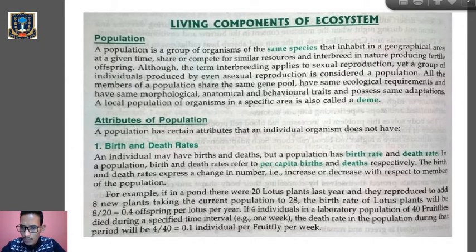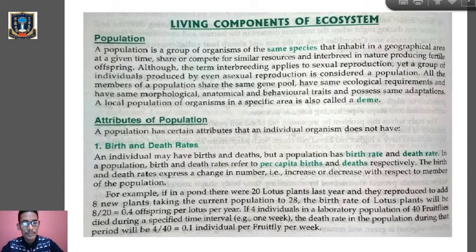Now we are going to start with the living components of the ecosystem. So the first one is population. What do you mean by population? Population means a group of organisms of the same species, not of different species. So when we describe population, it means the group of organisms of the same species. Clear? When we talk about the human population, we only consider human beings. We will not consider other living organisms like the tiger, lion, elephant. When we consider the population of tigers, we will just count the number of tigers. Clear? We are not going to count the number of lions.